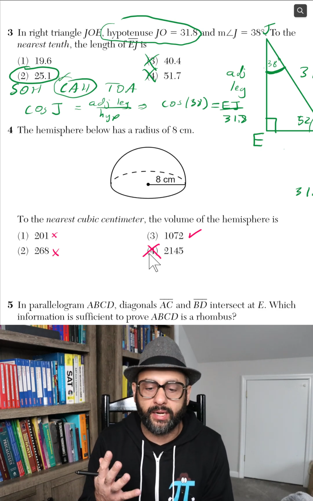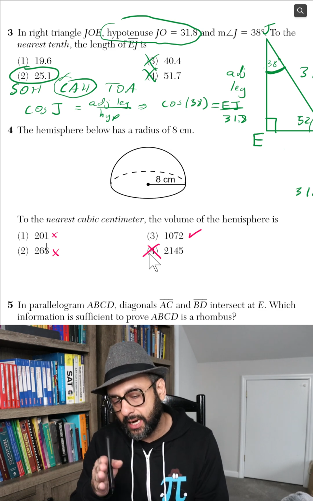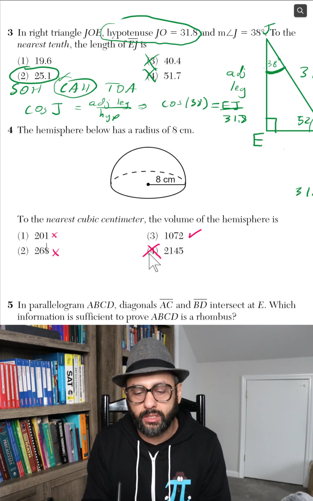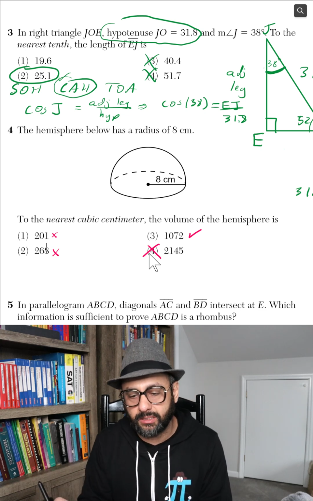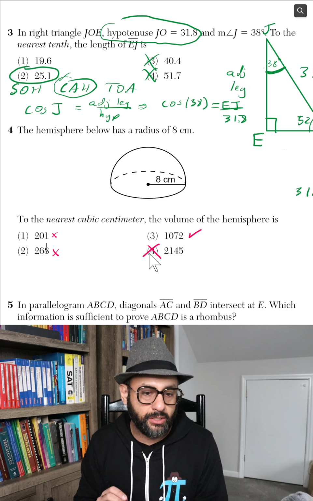How do I mark when I am sure that it's right? I circle it. I cross the number out if I know it's wrong. I put an X next to it if I suspect it's wrong. I put a checkbox if I think it's right. And I circle the answer if I know that it's right.